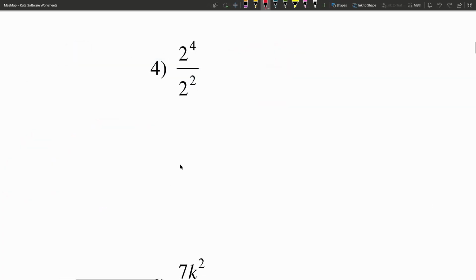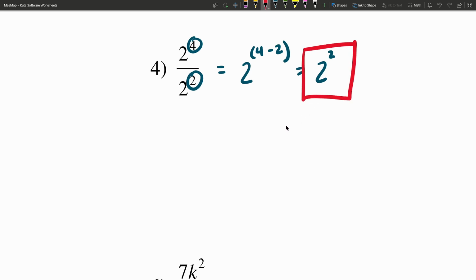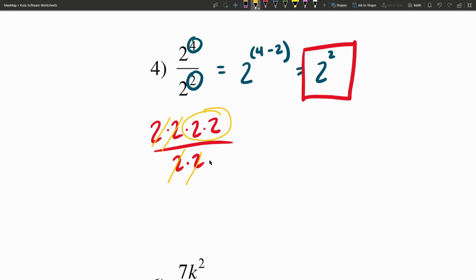In number 4, we have 2 to the 4th over 2 squared. We have the same base of 2, so we can write this as 2 to the 4 minus 2, which is 2 squared. So 2 squared is our solution in number 4. And writing this out visually one more time, just so you can see, we'll have 2 times 2 times 2 times 2 all over 2 times 2. 2 2's in the numerator cancel out with 2 2's in the denominator to leave me with 2 squared.